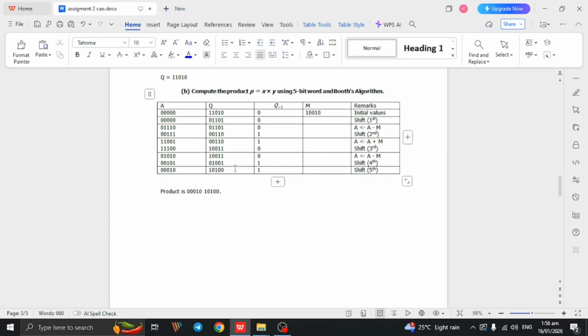That's the fourth cycle, and here we see the value of Q0 and Q-1 is 11, so we only shift to the right, so the value becomes 00010 10100. So the product is 0001010100.